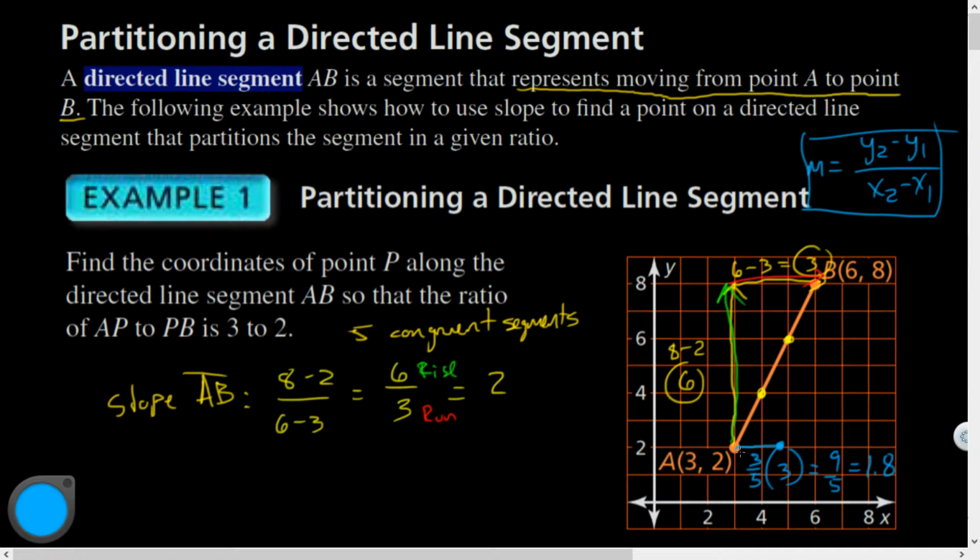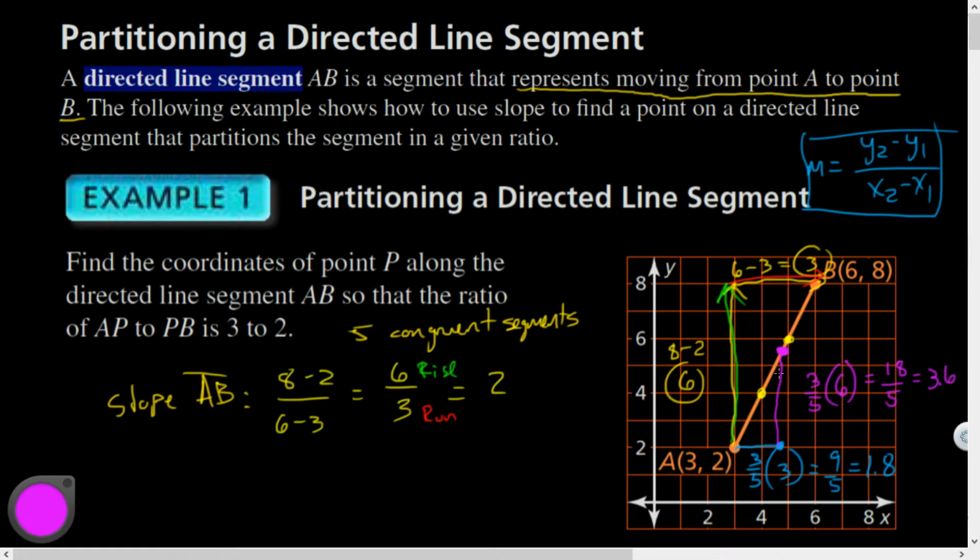And then I'm going to find 3/5 of the rise. So 3/5 multiplied by the rise, which was 6. You guys tracking this? 3 times 6 is 18/5, which reduces to 3.6. So I'm going to go up. Watch this. 1, 2, 3, and 0.6, somewhere around there.